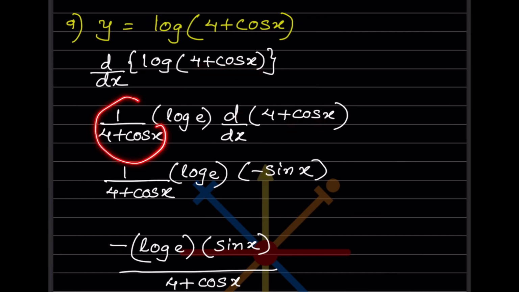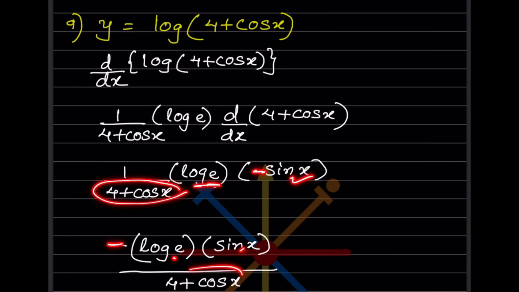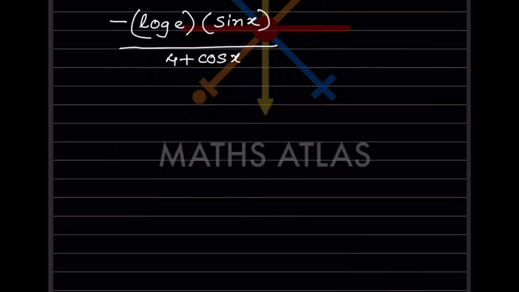So this will be as it is here, log of e, and d by dx of 4 plus cos x, means this is the constant, so that will be 0. And the derivative of cos x, as I said, starts with c, so it should be minus, and you know that is sin x. So minus sin x. So now what will you write? This minus sign over here, this will be cos, this sin x here, and this is the denominator. So this is the answer.